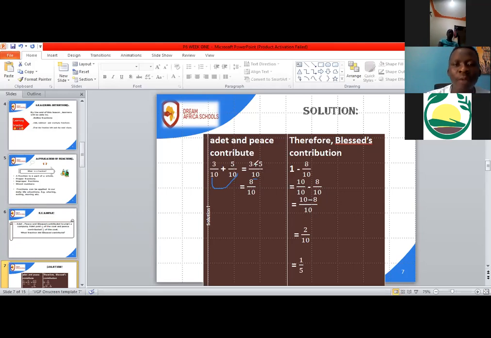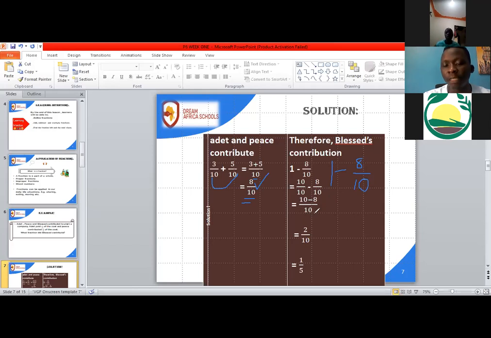You get that? And when we add the numerator 3 plus 5, we get 8, like you see there, divided by 10. That will be the total contribution for Adet and Peace. Therefore, how do we get the contribution for Blessed? We shall get the whole, or total money contributed, minus the total sum contributed by both Adet and Peace. And that will be the whole minus 8 out of 10.